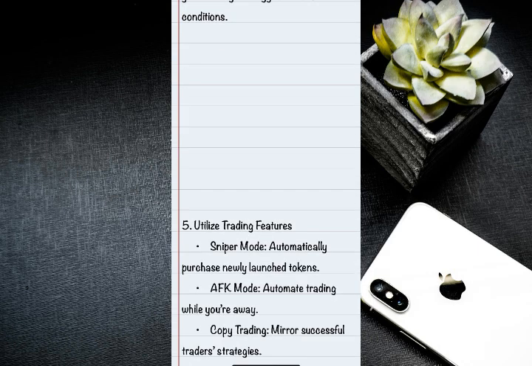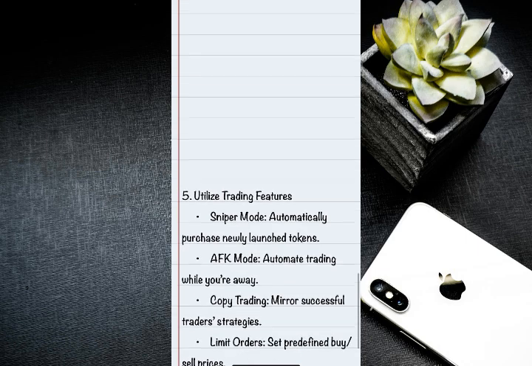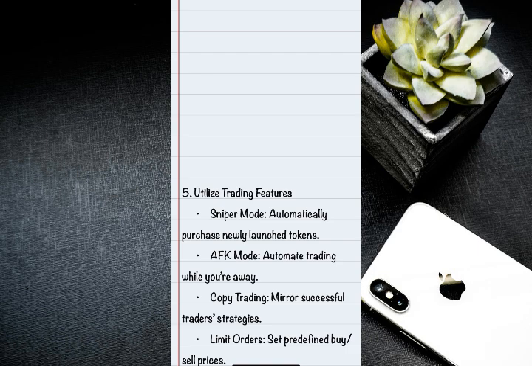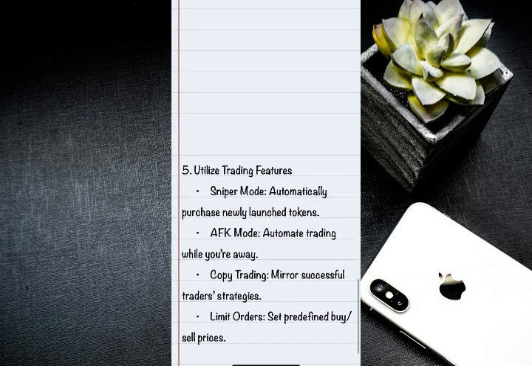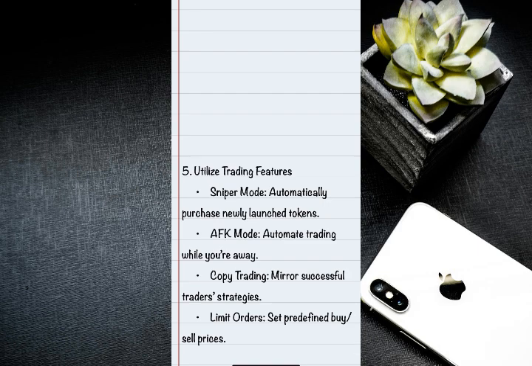Then after that, you have to utilize your trading feature. So to utilize this, you have to use your sniper mode, which automatically purchases newly launched tokens. Then the AFK mode, which automates trading while you are away. Then the copy trade is to mirror successful trader strategies. You can also use the limit order, which sets a predefined buy and sell price.